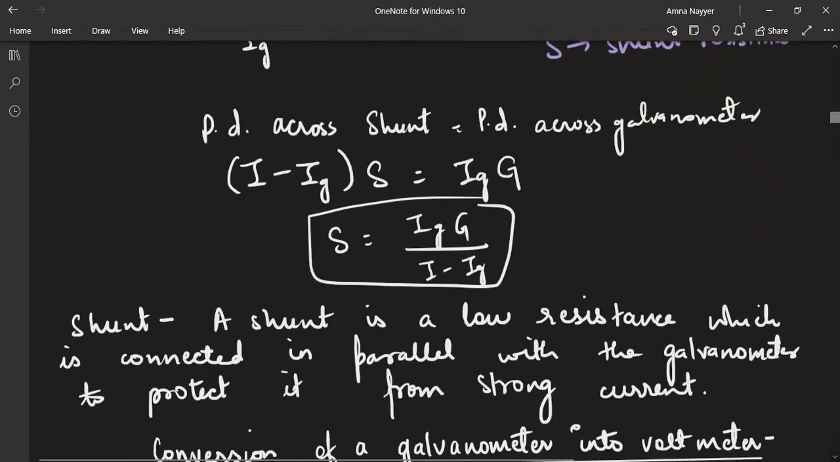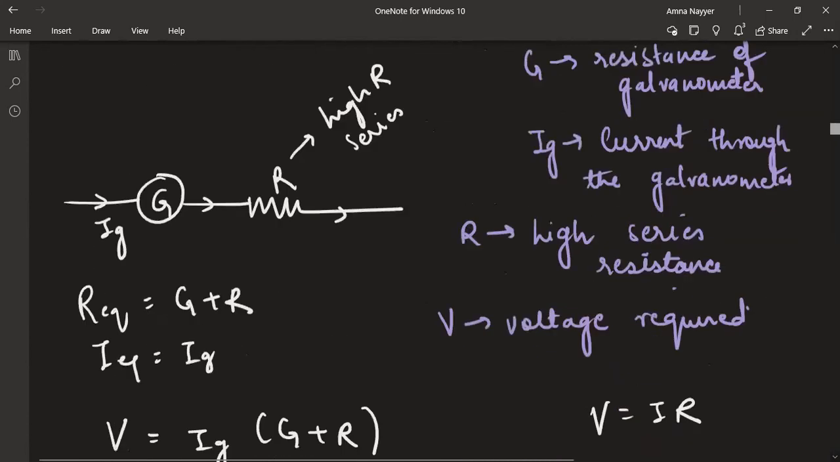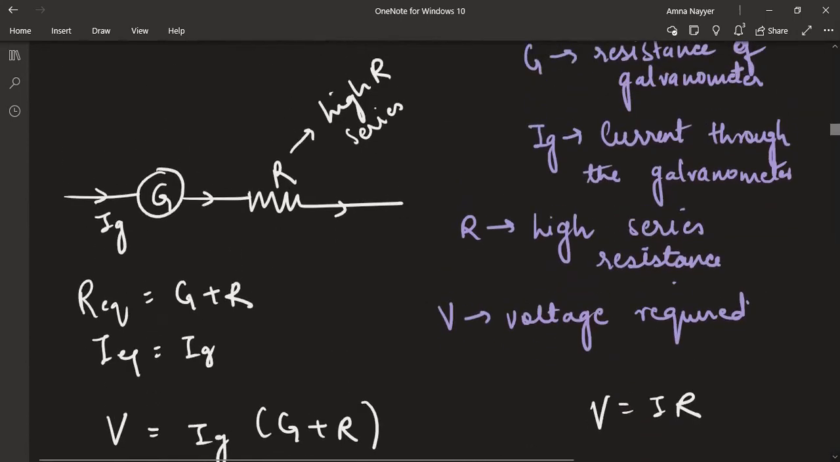Yes, class. So the formula of the shunt will be Ig into capital G divided by I minus Ig. And for conversion of a galvanometer into a voltmeter, you have to connect two things. One, remember, the resistor should be connected in series, and the other point is that it should have high resistance. So a high resistance in series should be connected.